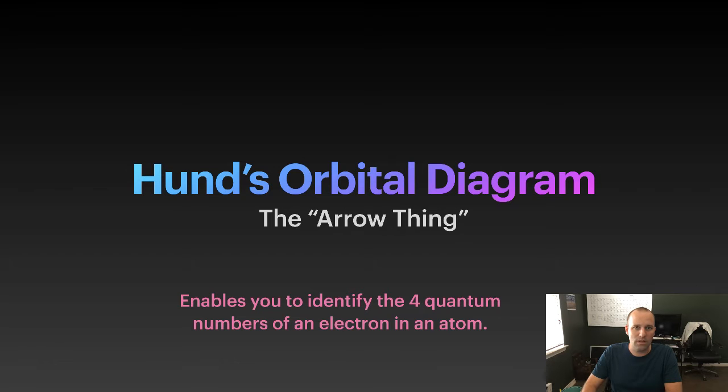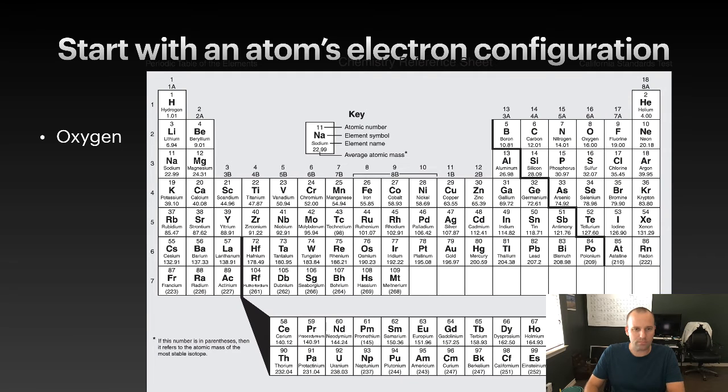So if you remember, there are 4 quantum numbers and their names are letters: N, L, M sub L, and M sub S. Okay, those are your 4 quantum numbers. So we'll be able to identify them using the Hund's orbital diagram. All right. So first you have to start with an atom's electron configuration.